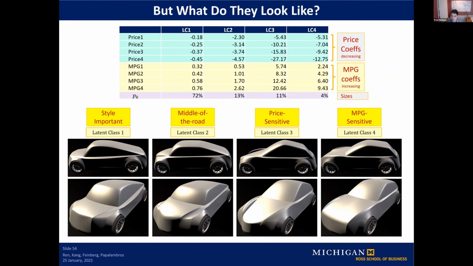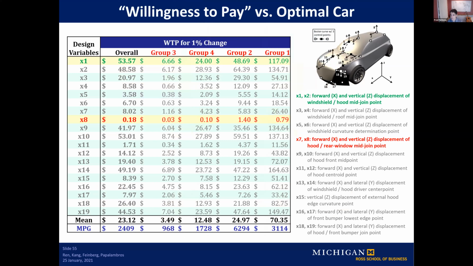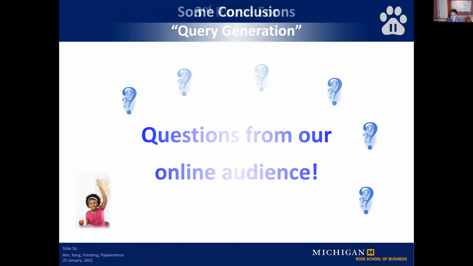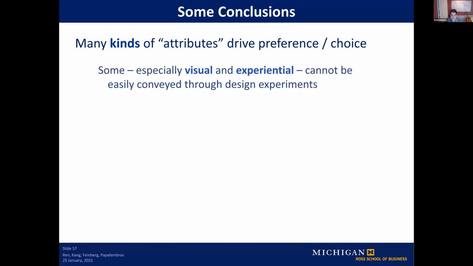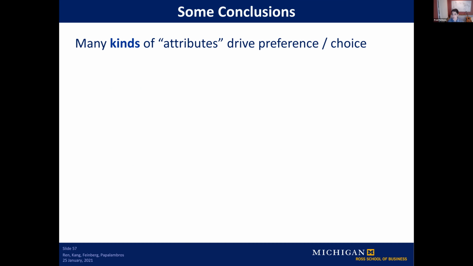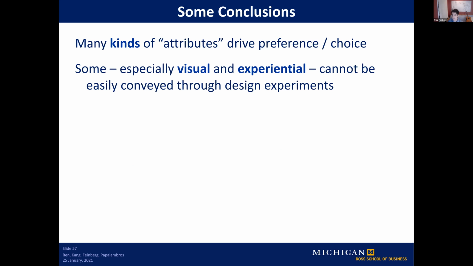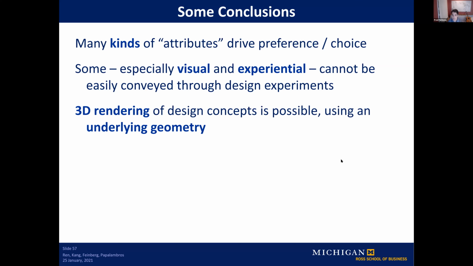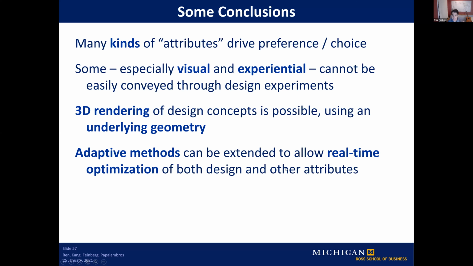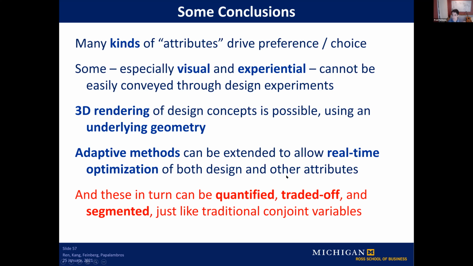And I'm almost out of time, so I'm not going to take you through this willingness to pay exercise, and I'm going to circle back to questions at the end. Let me just say, there are many types of attributes that can drive choice. Some cannot be easily conveyed through design experiments. 3D rendering of design concepts is possible using an underlying geometry. We can use adaptive methods for real-time optimization, and we can quantify and trade off and segment them.